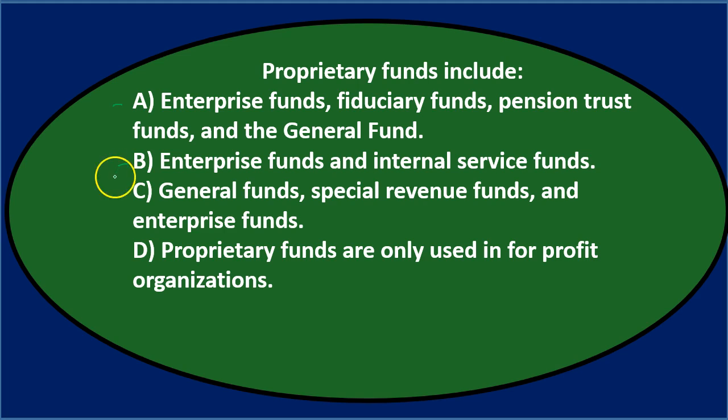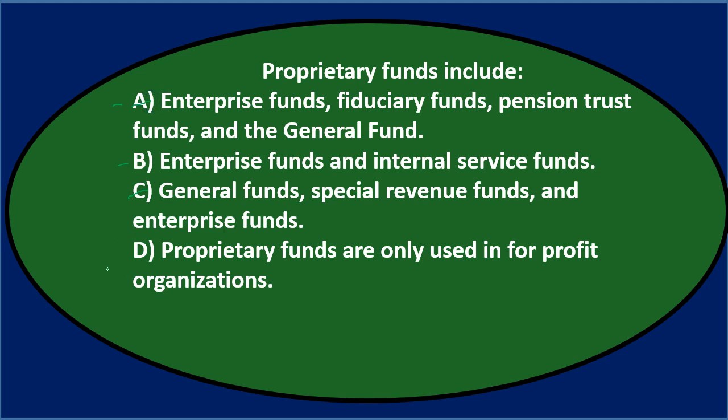Those look like them. And then C says general funds, special revenue funds, and the enterprise funds. So special revenue, you might think of it as proprietary. You might get confused and say that's proprietary, but that's actually a general fund, a governmental. General is going to be governmental fund, not proprietary. That's our main governmental. So C's not it. A has the general fund. That doesn't sound right, actually.